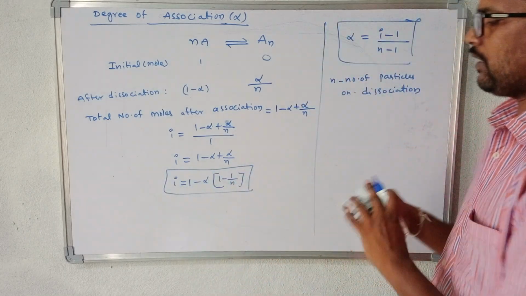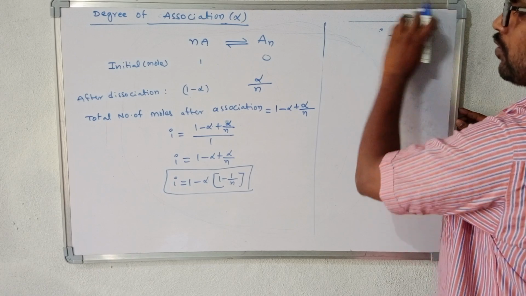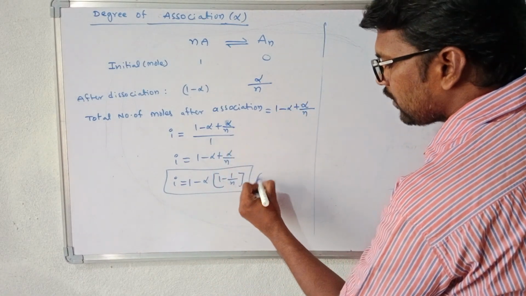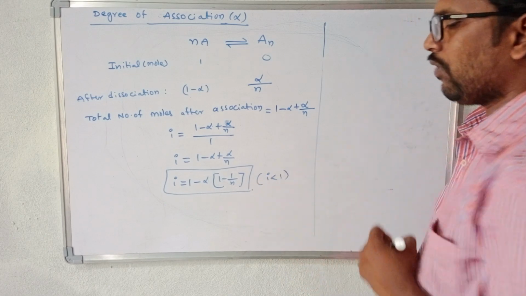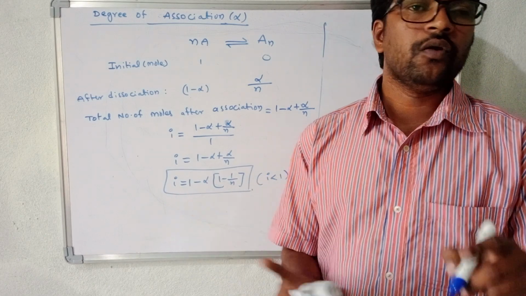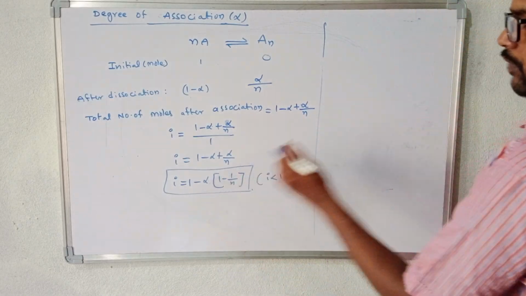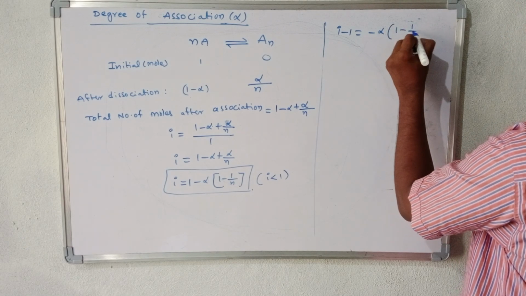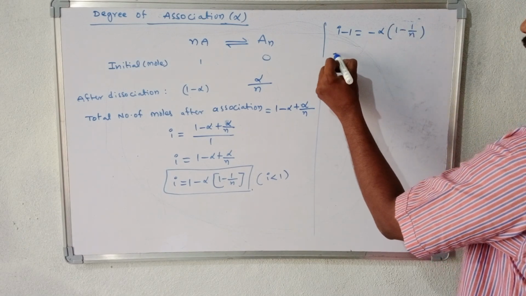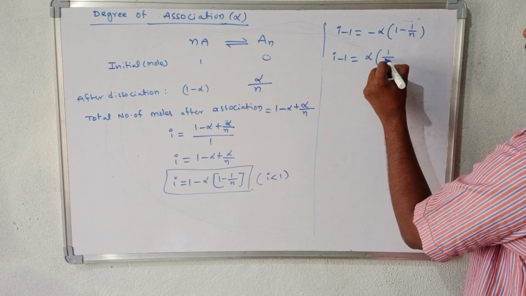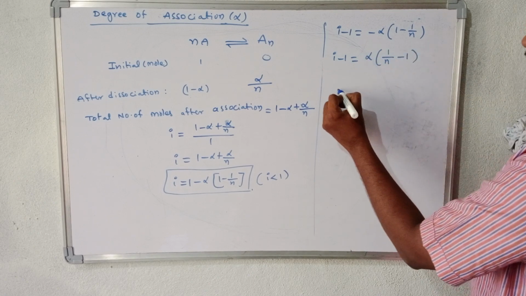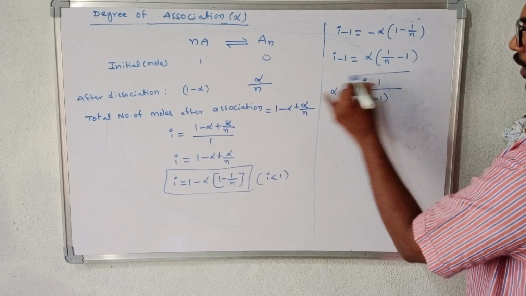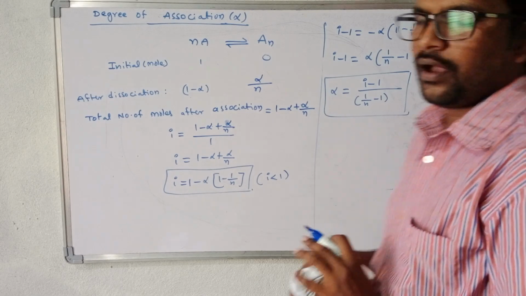Once you see this relation, i is equal to 1 minus alpha, which means in association the i value is less than 1. That's why you write i is equal to 1 minus alpha times (1 minus 1 by n). From this, i minus 1 is equal to minus alpha times (1 minus 1 by n). If you take the minus common, i minus 1 is equal to alpha times (1 by n minus 1), and from this alpha is equal to (i minus 1) by (1 by n minus 1). It is the relation for degree of association.